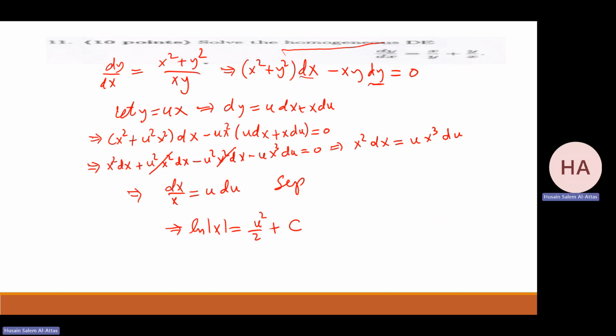No, I need the u. Yeah, I need to write everything in terms of x and y. That will be u is y squared over x squared. So I have y squared over 2x squared plus c. I think that will be my answer.